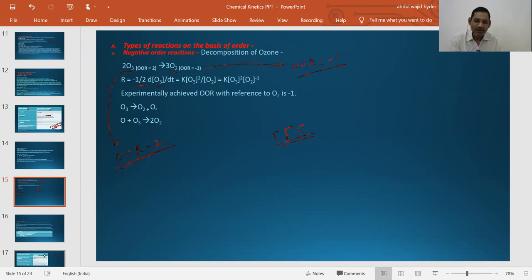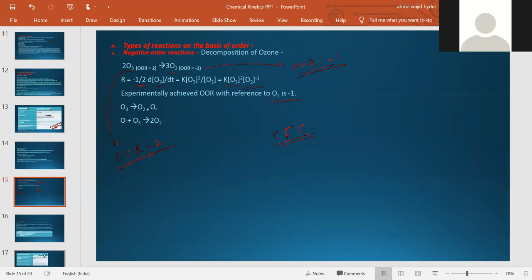And with respect to ozone, rate of reaction is equal to K into active mass of O3 to the power 2 upon active mass of O2. So with respect to O2, order of reaction is minus 1. That is what you have written, K into active mass of O3 to the power 2 and active mass of O2 to the power minus 1. Experimentally achieved order of reaction with reference to O2 is minus 1. That is what I have written here.